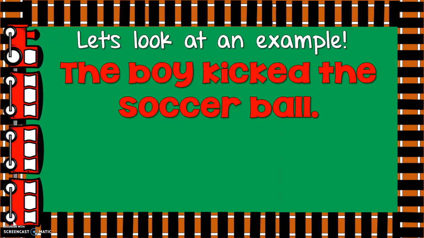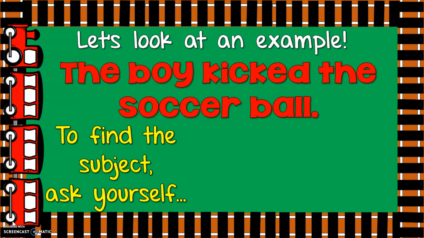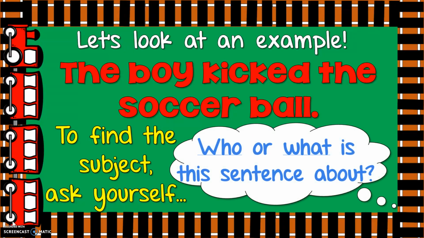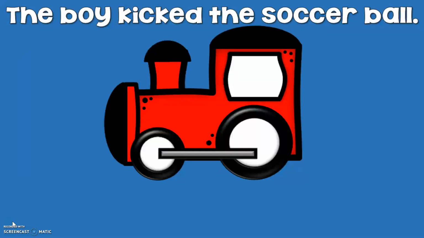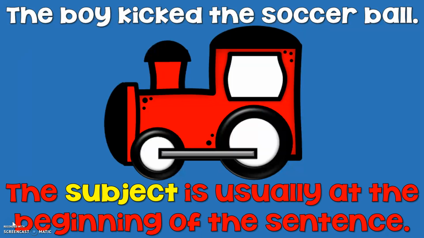So let's look at an example together. The sentence is, the boy kicked the soccer ball. To find the subject, what should we do? We ask ourselves, who or what is the sentence about? Let's read the sentence again. The boy kicked the soccer ball. What is the subject? Who is the sentence about? The subject is usually at the beginning of the sentence. It's not always there, but most of the time, the subject is located at the beginning of a sentence. So the subject in this sentence is the boy. Very good. The boy is the subject of this sentence.